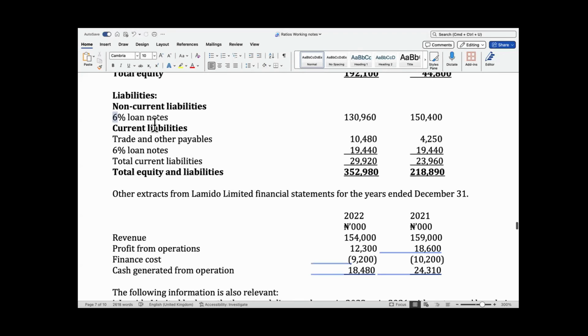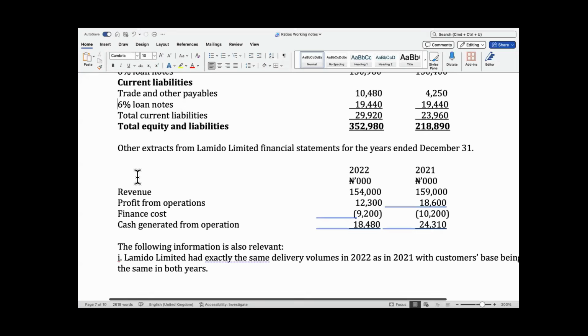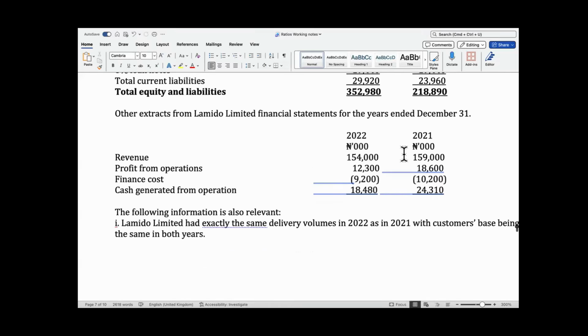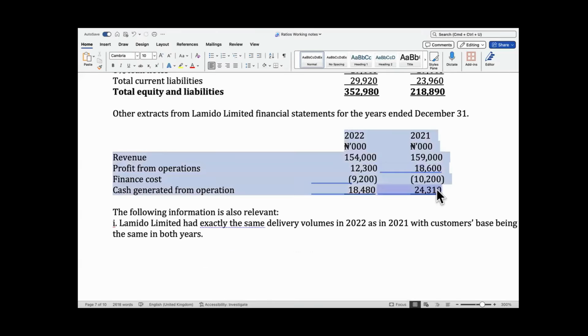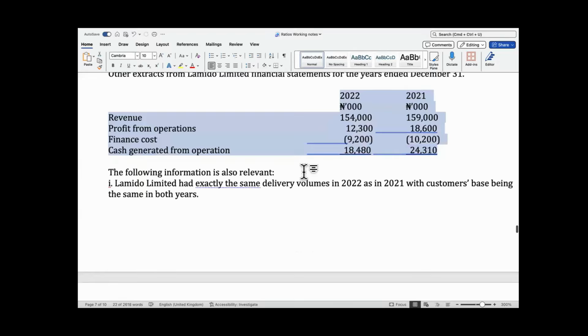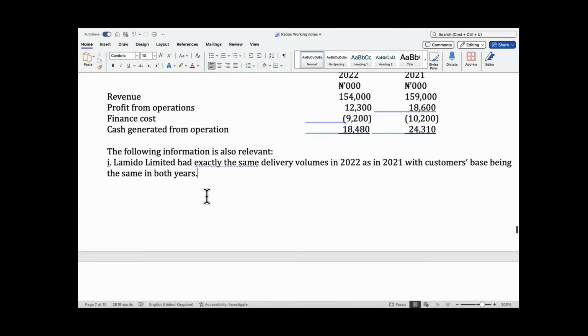I'm always focused on this. There's both long and short. You now say that other extract from Lamido Limited financial statement for the year ended is as follows. They give us all this. The following information is also relevant. Lamido Limited had exactly the same delivery volumes in 2022 as in 2021, with customers base being the same in both years.